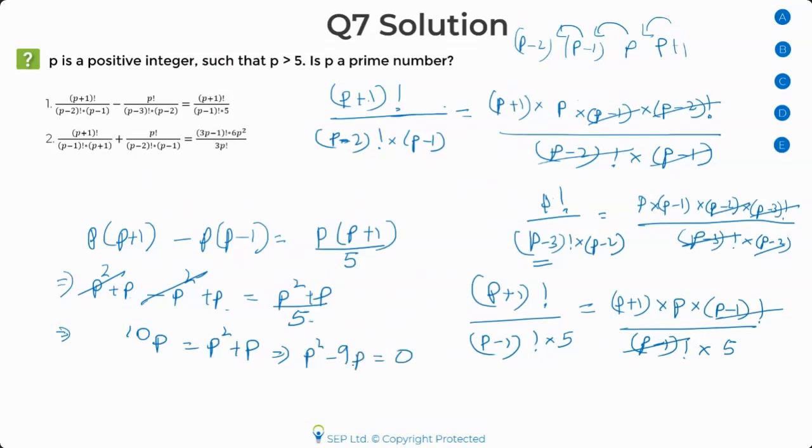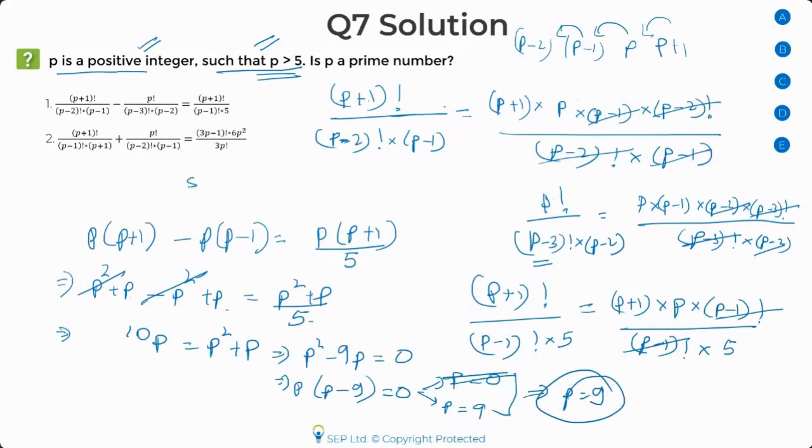You take p common. So either p can be 0 or p can be 9. But there's one thing which I did not talk about in the starting, which is making sure that you are comfortable with the constraint. What is the constraint? Those of you who said statement one is not sufficient forgot the constraint. The constraint is it is greater than 5. It is a positive integer. That means I can discard this case and I can say the value of p is equal to 9. So statement one is sufficient.